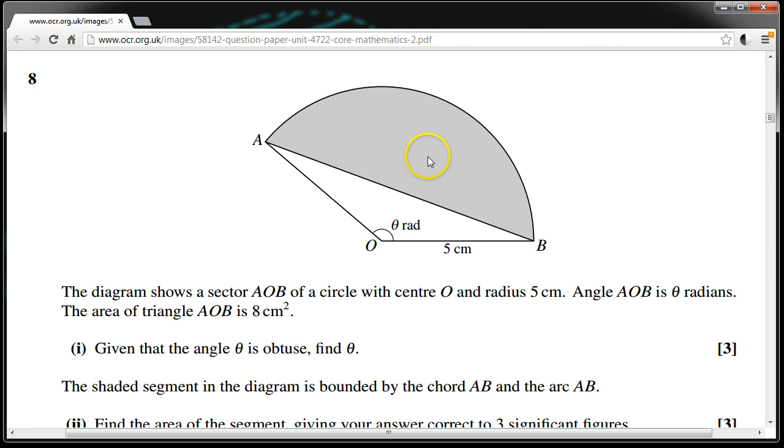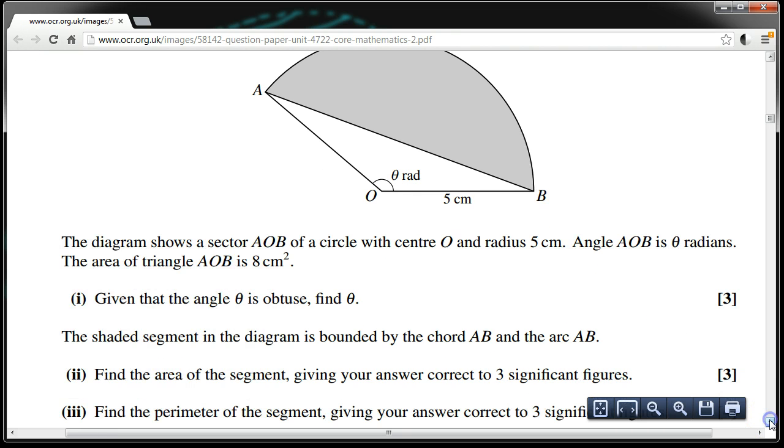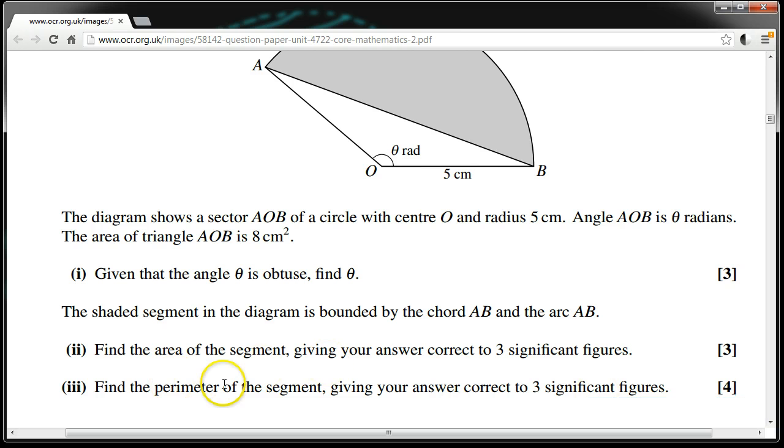The shaded segment in the diagram is bound by the chord AB and the arc AB. Find the area of the segment, giving your answer correct to 3 significant figures. Find the perimeter of the segment, giving your answer correct to 3 significant figures.